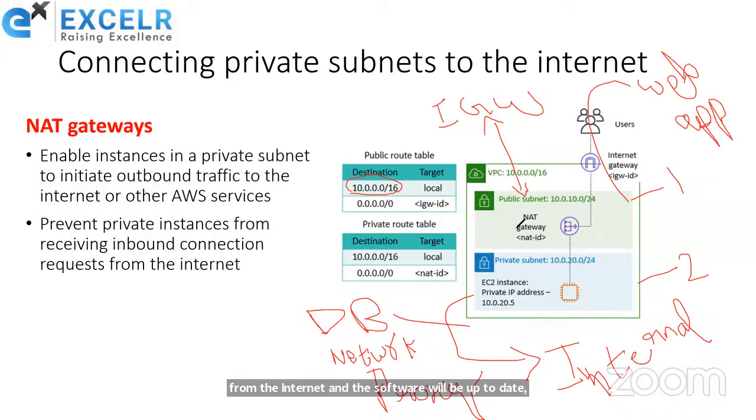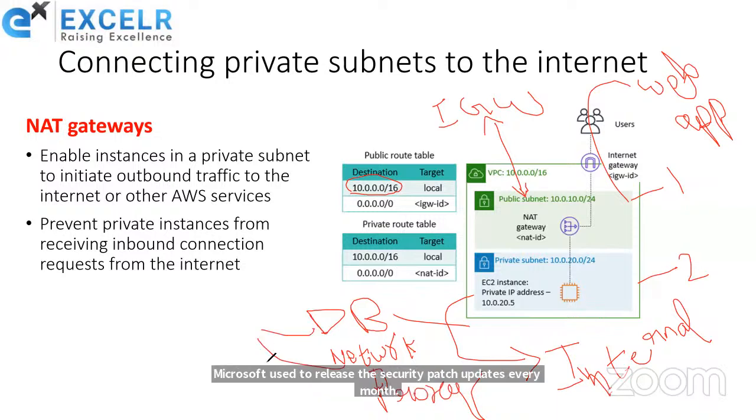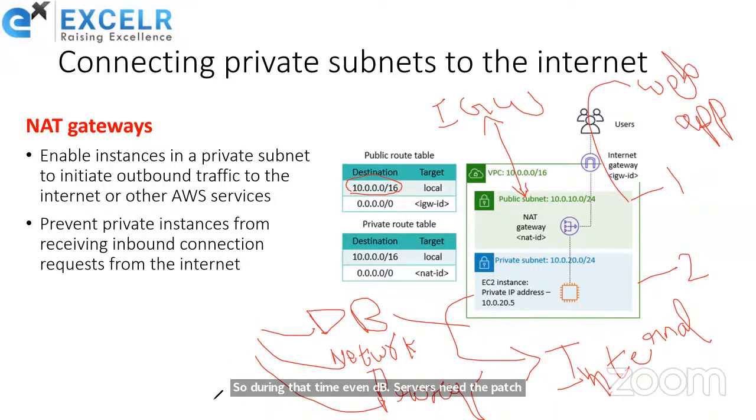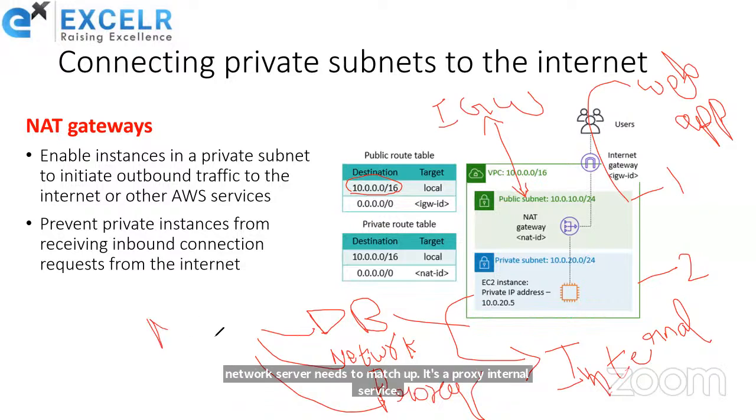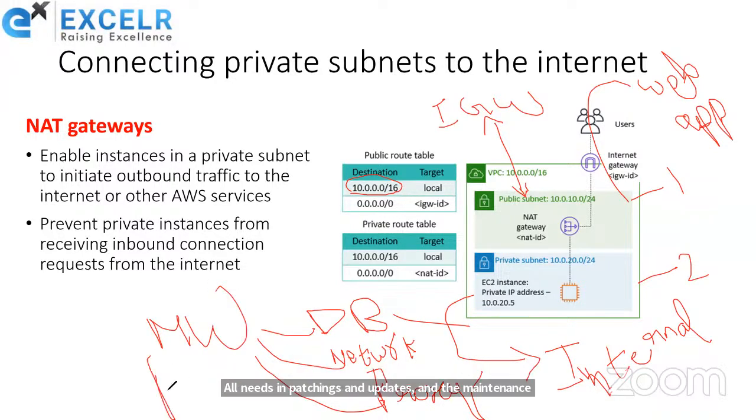For example, at your home, your local computers need internet access for downloading the Microsoft patches and upgrades and everything. Microsoft used to release the security patch updates every month. During that time, even DB servers need the patch updates. The network server needs patch updates. The proxy and internal servers all need patching, updates and maintenance. So we call that maintenance and patching.